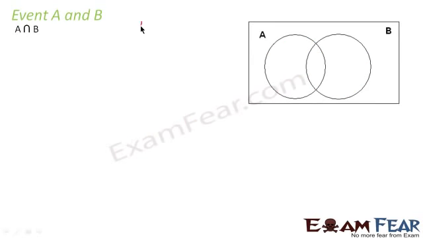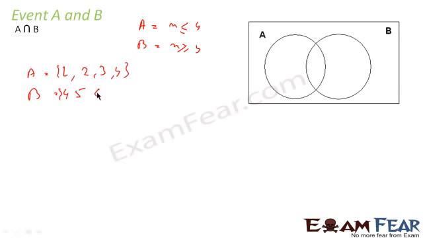Now let's talk about event A and B. Let's take the same example where A is n less than or equal to 4 and B is n greater than or equal to 4. So A will have 1, 2, 3, 4 and B will have 4, 5, 6. Let's draw the Venn diagram. 4 is common, B is 4, 5, 6 and this is 1, 2, 3. When you're talking about A and B, we are talking about the common element between A and B, and that in our example is 4. So A and B is A intersection B.